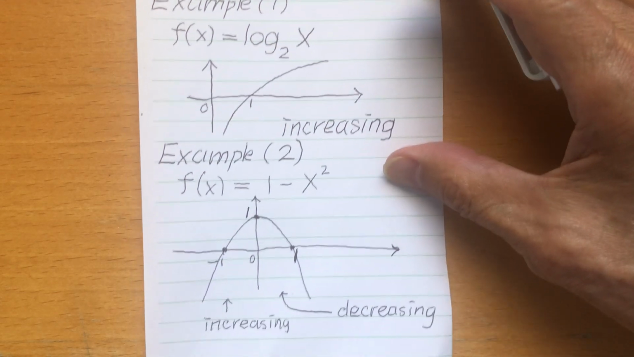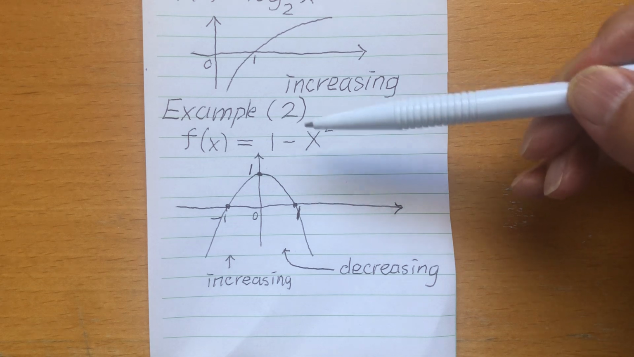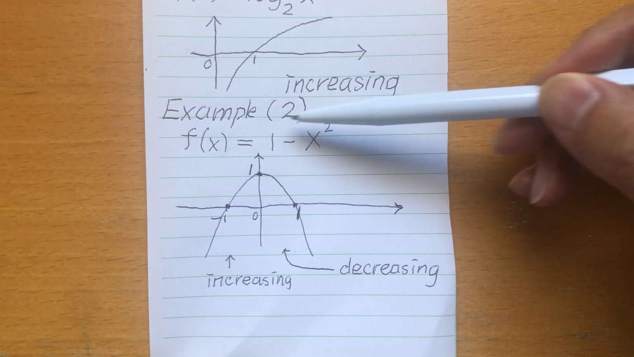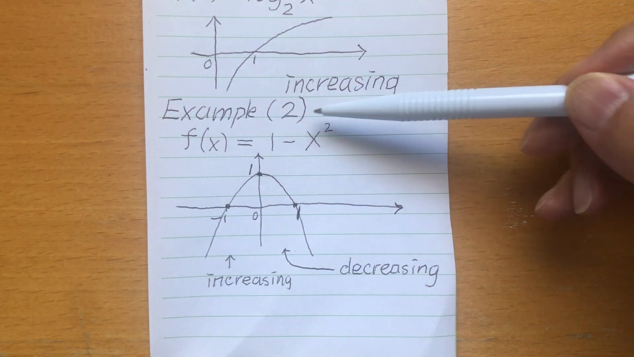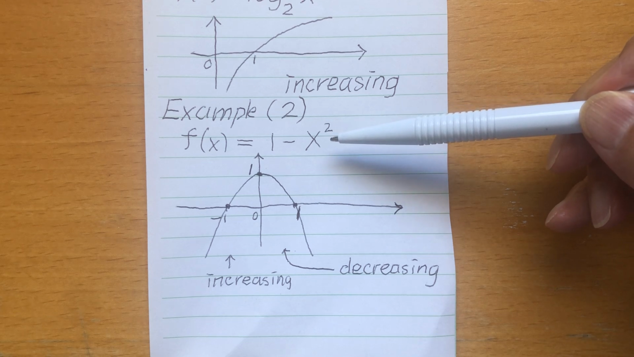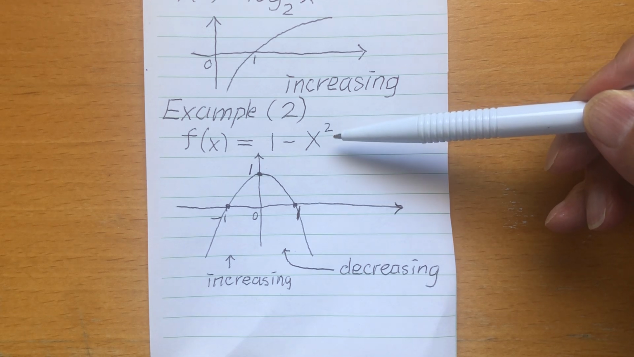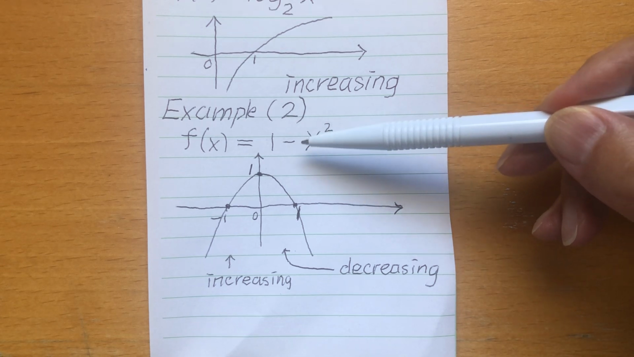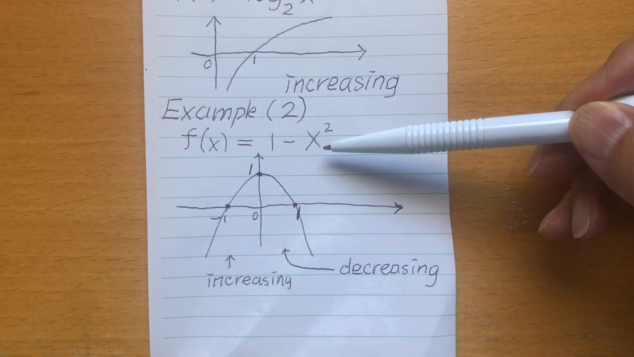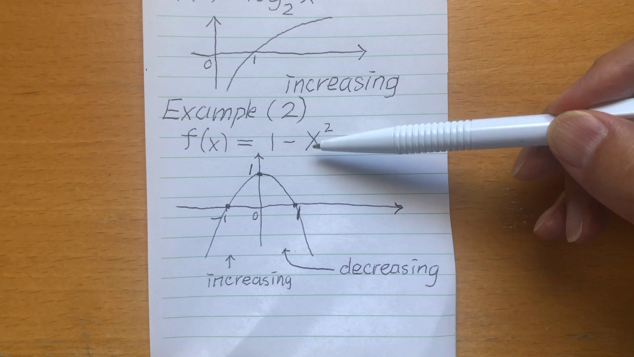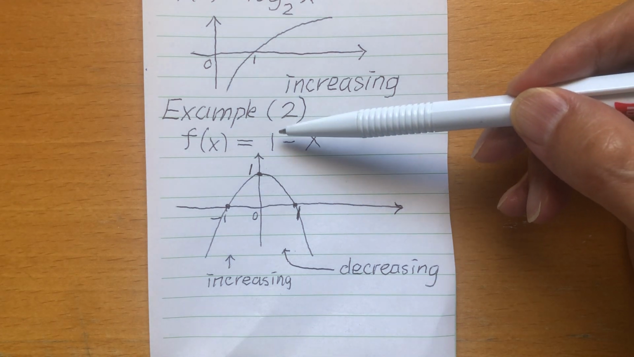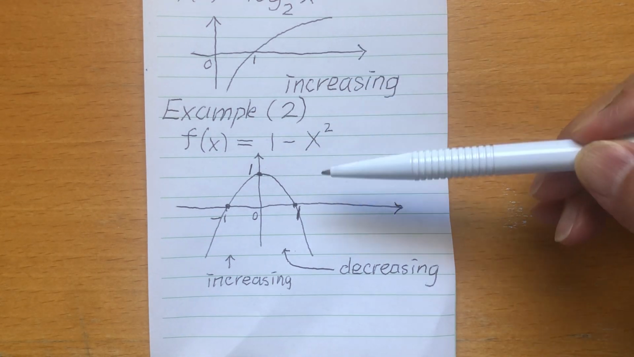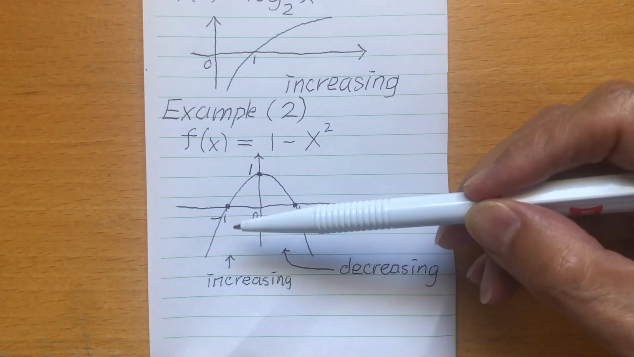The next example, f of x is 1 minus x squared. This function is a quadratic function. So the graph is a parabola. So the parabola is x squared, and it's negative x squared. So the parabola opens down. But the vertex of the parabola is not at the origin, because there is a translation. 1 means you move the parabola up. Move the parabola up by 1 unit. So this is the graph.